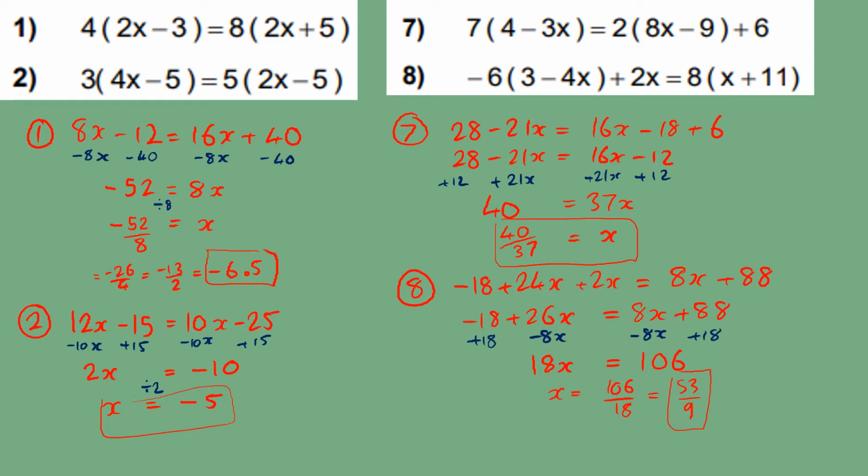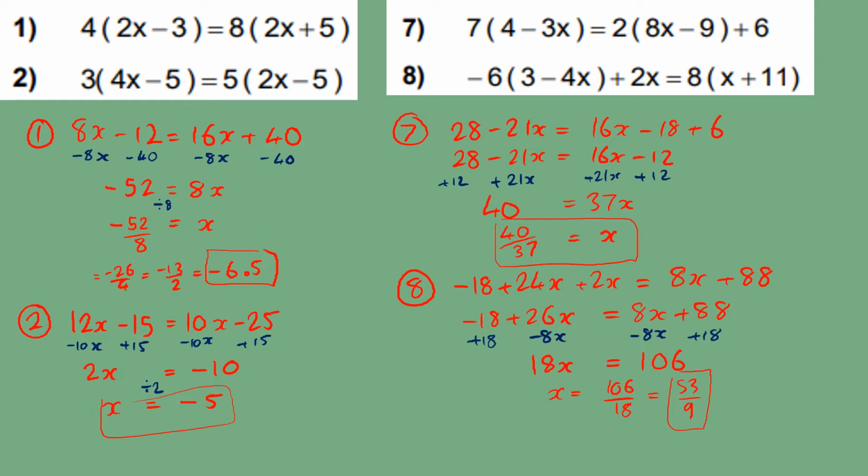So the first 2 questions are fairly straightforward in the sense that you multiply out the brackets, you collect the x's on one side, the numbers on the other, and divide through. The last 2 questions just bring in what we were talking about yesterday, that you can have a horrible fraction as an answer, and that's okay.